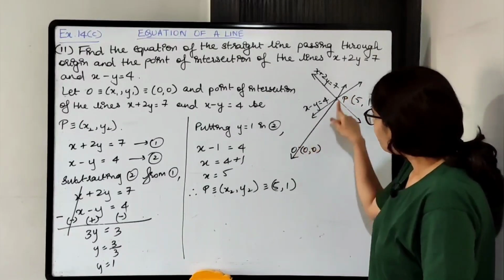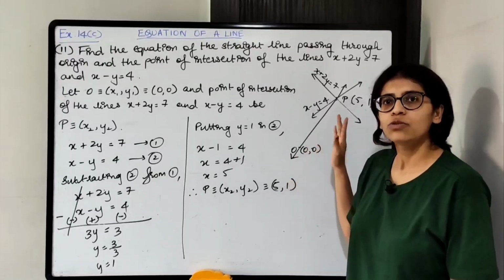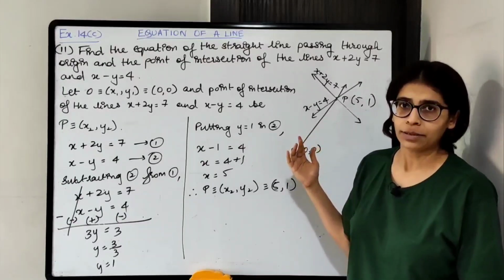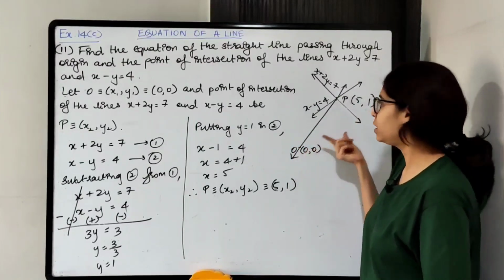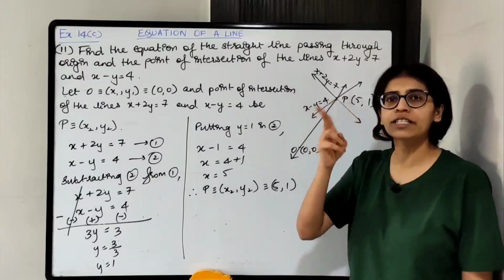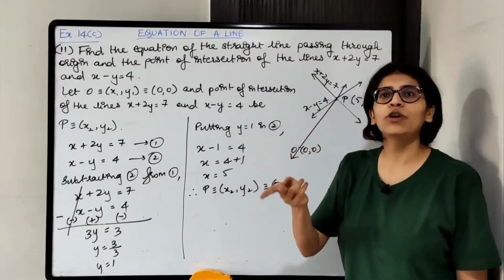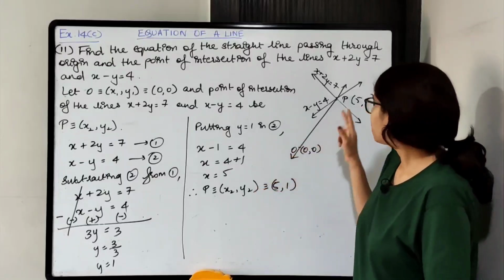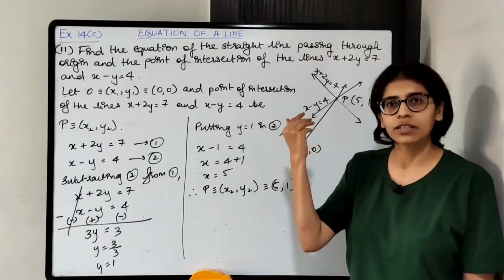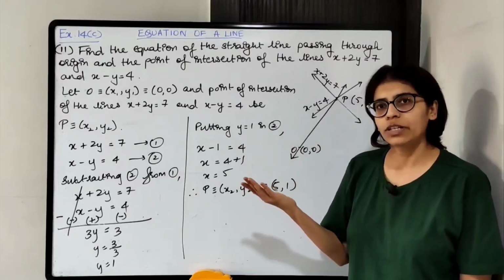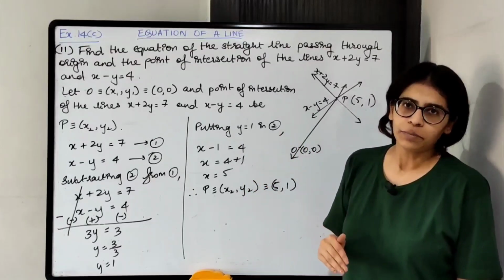Now the line passing through OP, we need to find its equation. We know the coordinates of O, we know the coordinates of P, that is, we know the coordinates of 2 points. We'll use the 2 points form. Okay. So by the 2 points form, first we need to find out the slope, and then we'll frame the equation.